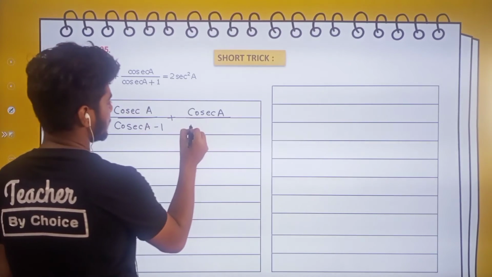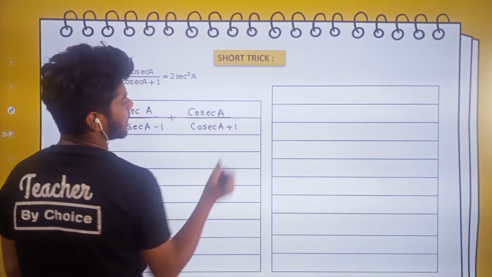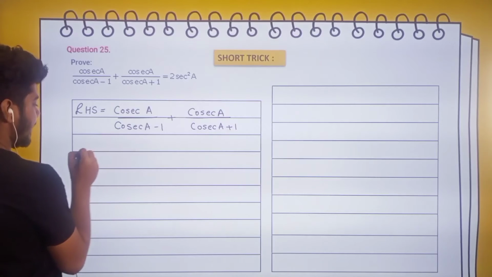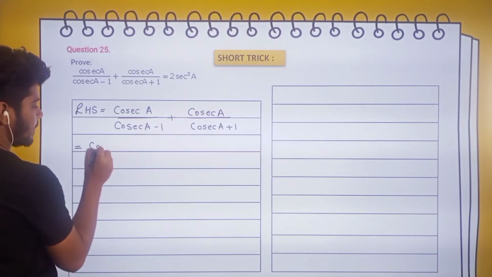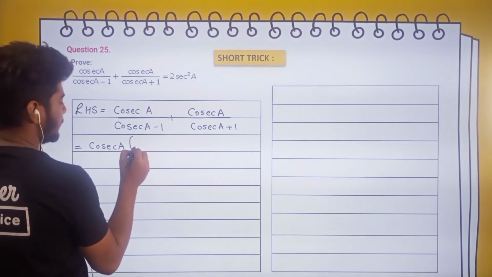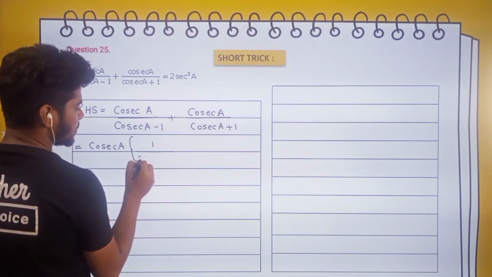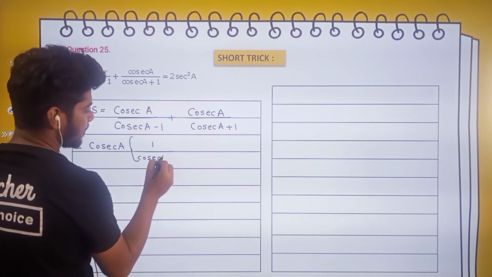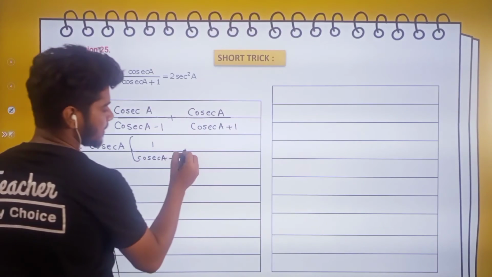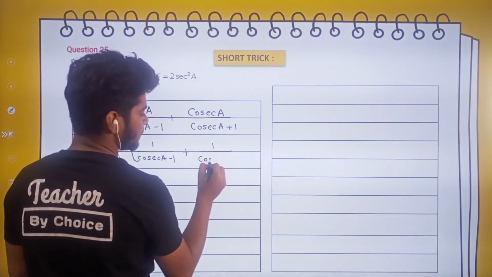Cosec A plus 1. This is cosec A plus 1. Right? Now simple है. Take cosec A common. After taking cosec A common, what will be left inside? देखो ध्यान से. Can I say 1 upon cosec A minus 1 बचेगा, plus what, 1 upon cosec A plus 1.